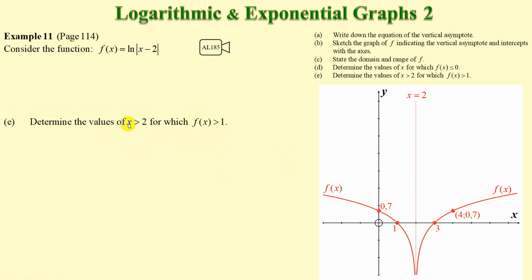Values of x greater than 2 for which f of x is greater than 1. So if we have a look here, f of x has to be greater than 1, so therefore f of x must be above the line y equals 1. So let's draw in the line y equals 1. There's y equals 1. And that's where it's above. Note we're not taking that part because it says values of x greater than 2. So we're not looking at this half at all. We're only concentrating after the asymptote. Round circle, because it's greater than, it cannot be equal to.